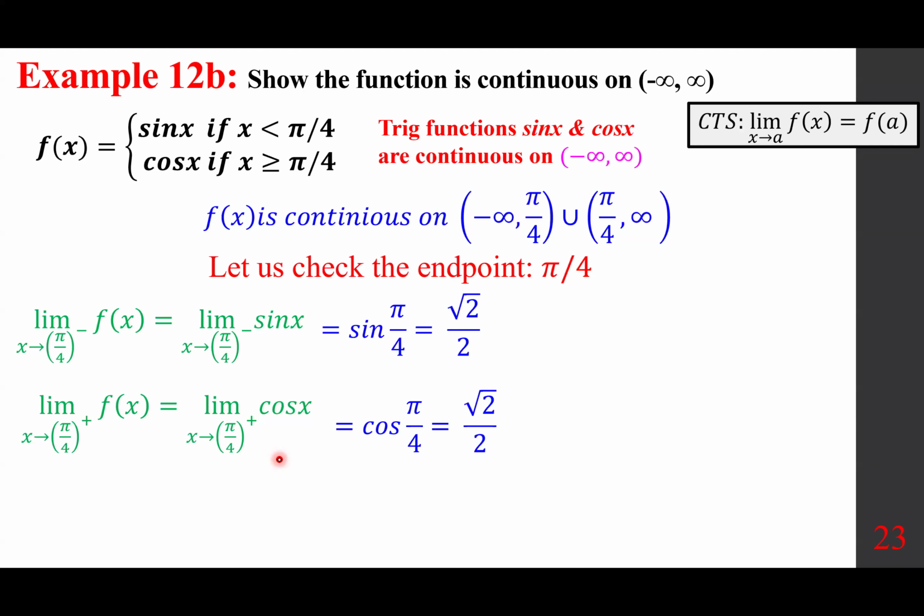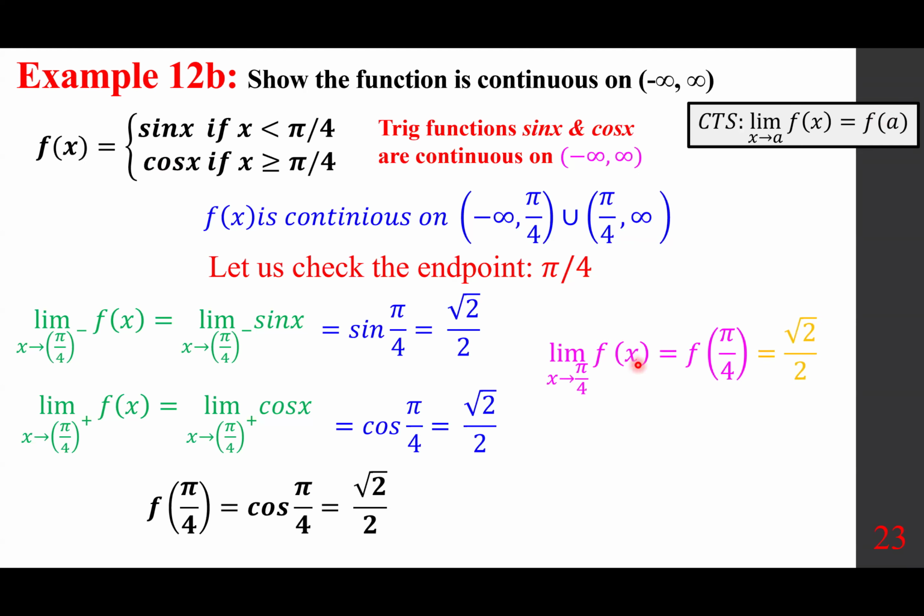So the limit of f of x as x approaches pi over 4 is square root of 2 over 2 because the one-sided limits are the same. Also, f of pi over 4, you use the equality, you use the second piece, and that is square root of 2 over 2. So pretty much everything is in order now. The limit of f of x as x approaches pi over 4 is the same as f of pi over 4, and it's equal to square root of 2 over 2.